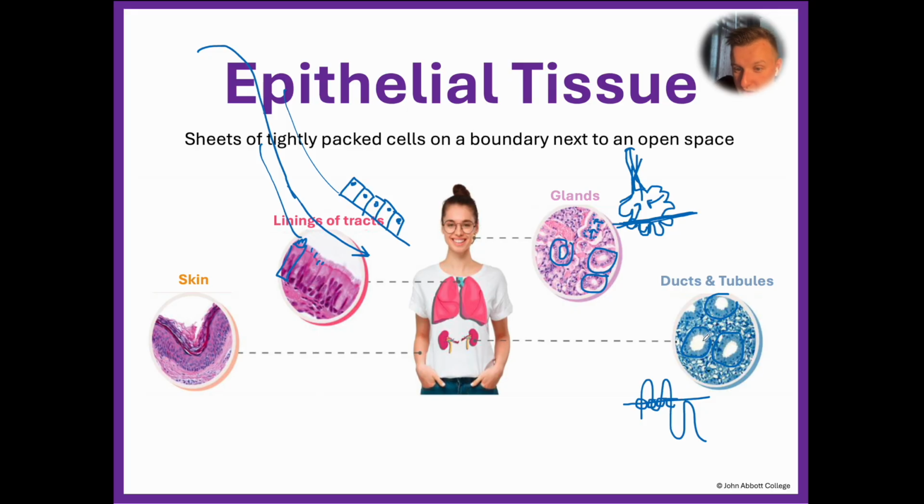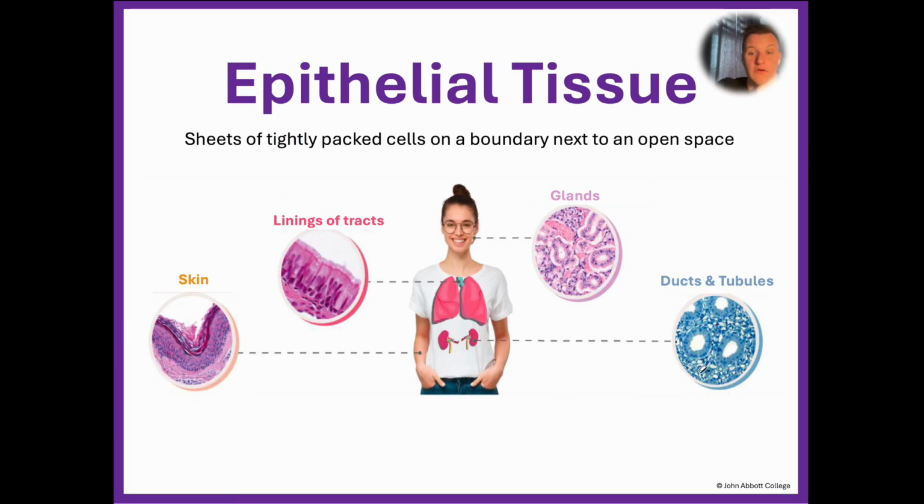And I want you to look inside. There's these cells that are lining the tubules like this, right? You see these epithelial cells lining the tubules. So those are all, again, I just want to re-emphasize the main point here. Epithelial tissue, all of these, they're sheets of tightly packed cells. They're very close together on a boundary next to an open space, right? They're lining things, right? Or in glands, they're making secretions, but they're lining that whole portion of the gland, right? So that's kind of the idea for epithelial tissues.